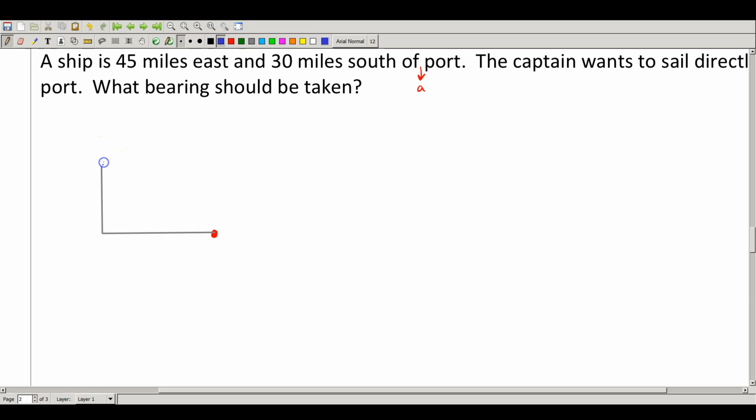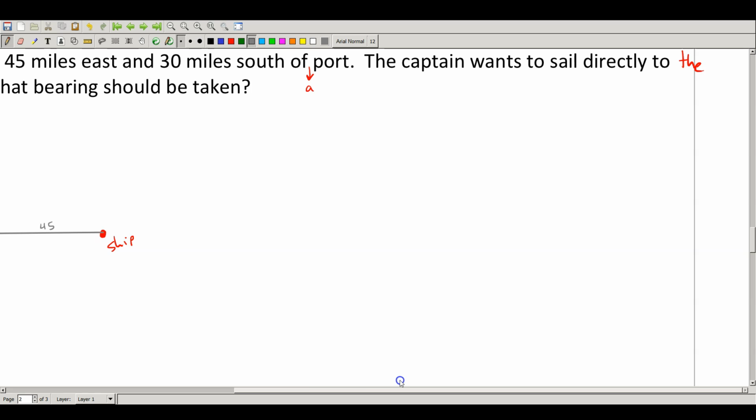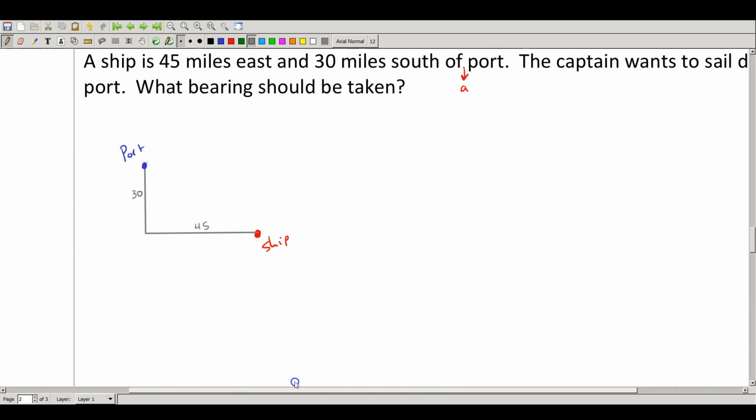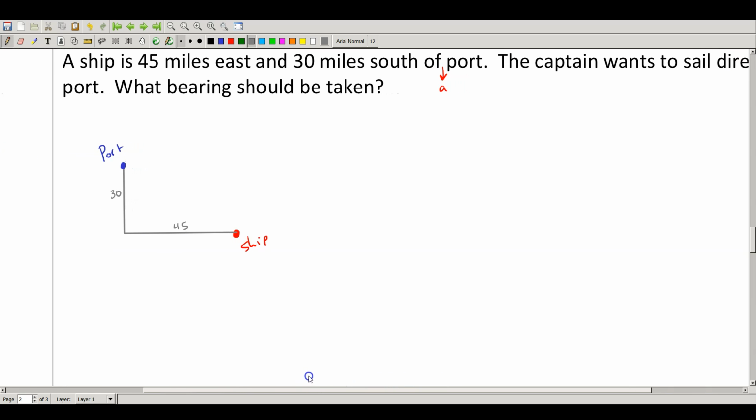So let's say this is the port. And we'll say this little spot is the ship. So a ship is 45 miles east of a port and 30 miles south of the port. So here's 30 right there. It says the captain wants to sail directly to the port. What bearing should be taken?